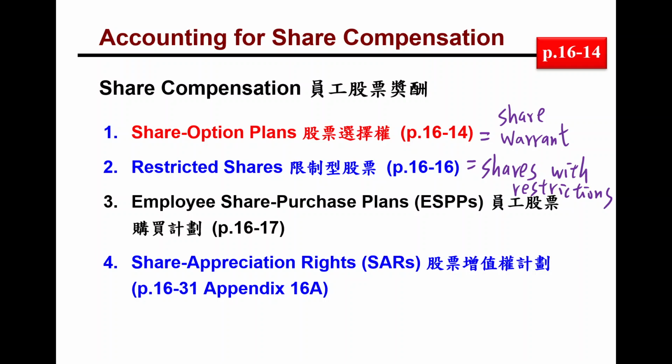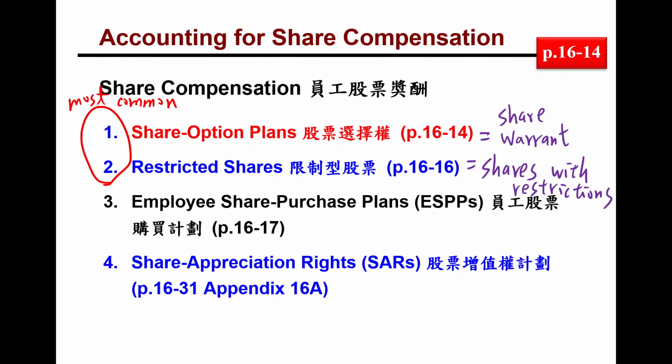So the first two are quite common. Right now, for most companies, actually they use these two ways as the share compensations. So the first two are the most common ways companies have. Okay. The third one is also about share compensation, but it's not that common. It's less common. It's share appreciation rights.